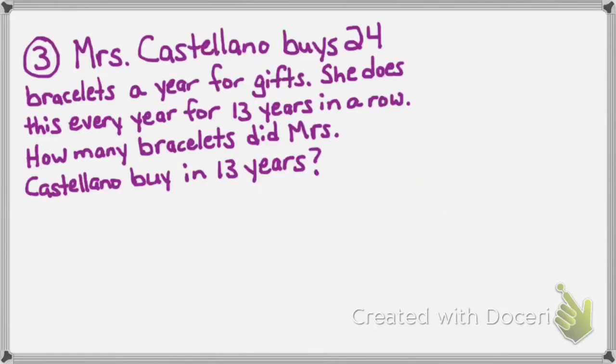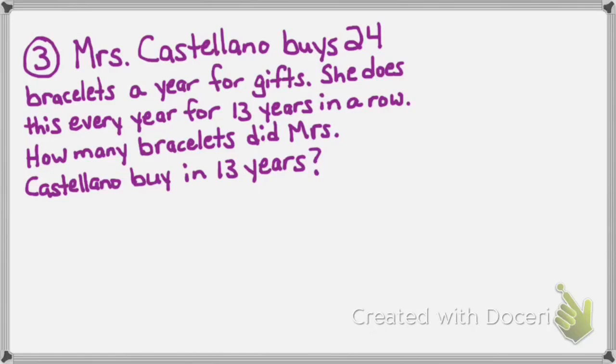And we're up to problem number 3, which I see as a word problem. Mrs. Castellano buys 24 bracelets a year for gifts. She does this every year for 13 years in a row. How many bracelets did Mrs. Castellano buy in 13 years?